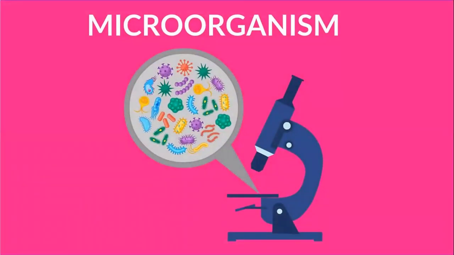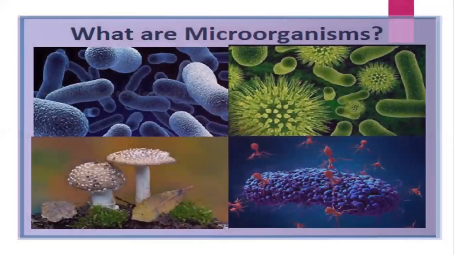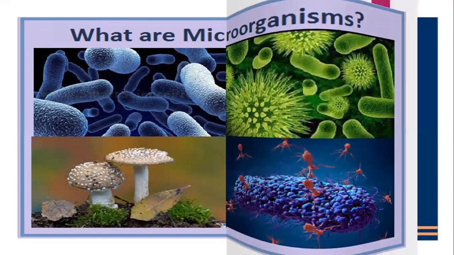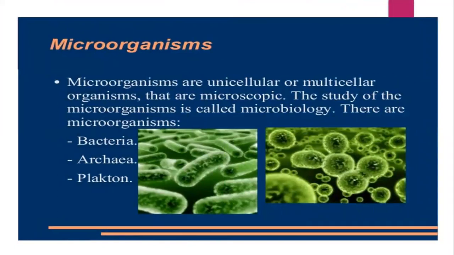As you can see in front of you, there is an instrument called a microscope. This microscope is used to observe microorganisms. Then the question arises, what is a microorganism? Microorganisms are unicellular or multicellular organisms that are microscopic. The study of microorganisms is called microbiology. There are microorganisms, bacteria, and planktons. Different types of microorganisms are seen around us.